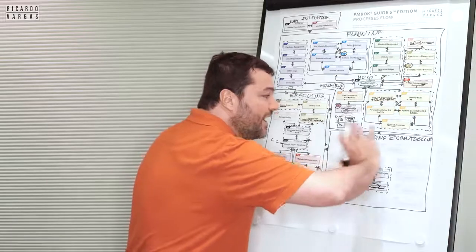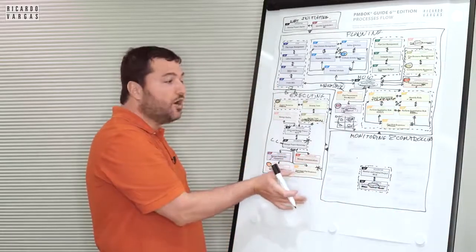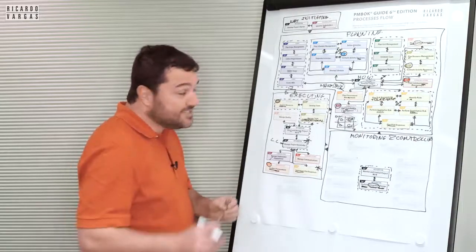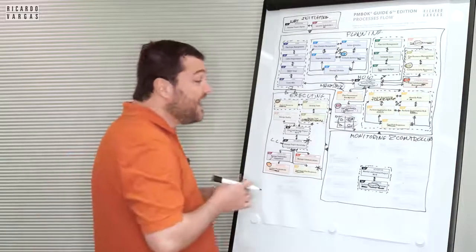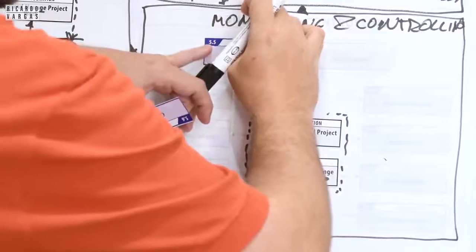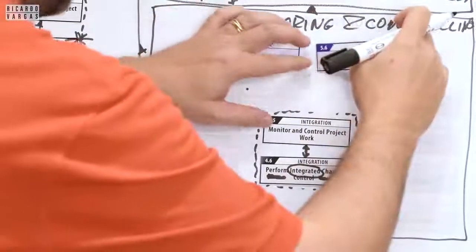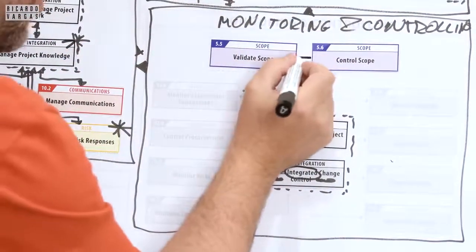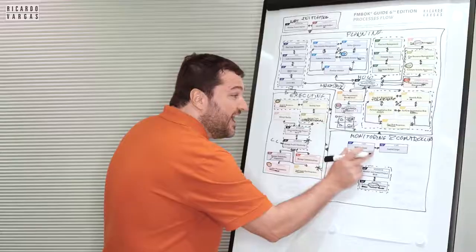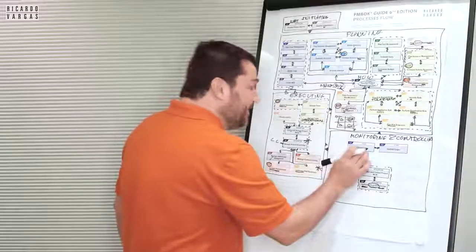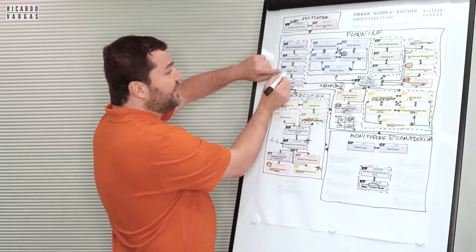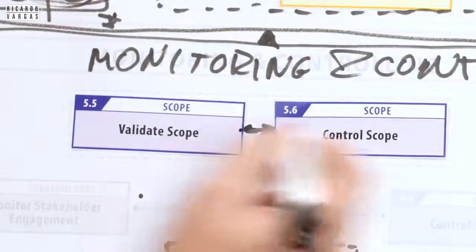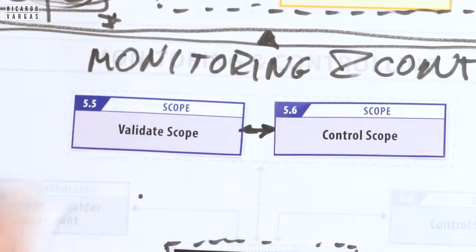And then what do I need to do? I need to do a series of work. The first work I need to do is basically I need to validate the scope and then control the scope. So I need to validate and control. What's the difference here? It's just a check. I check that the scope defined in the scope statement was delivered. And if something is different, I need to control the scope.